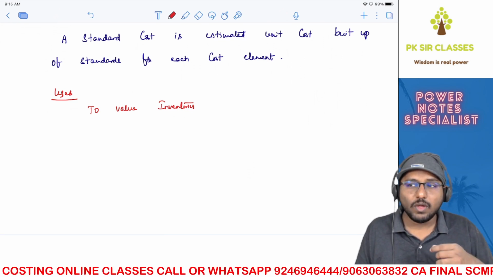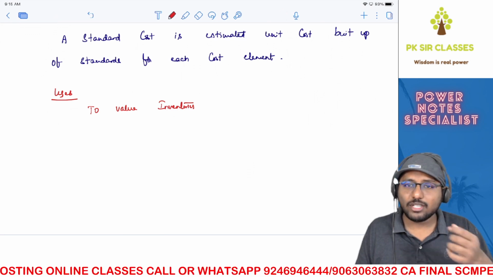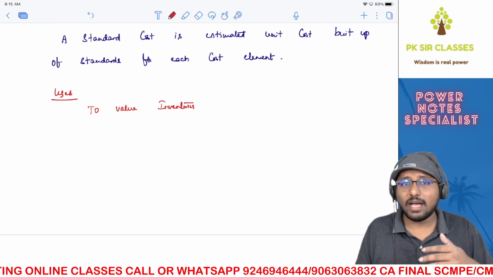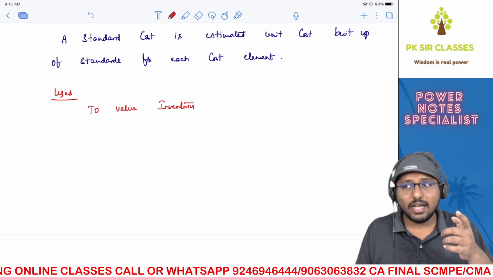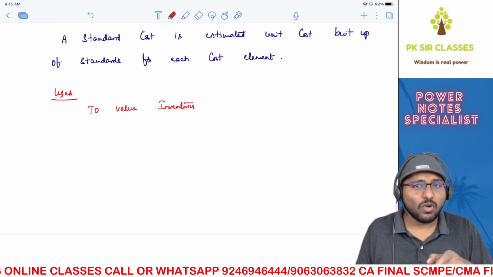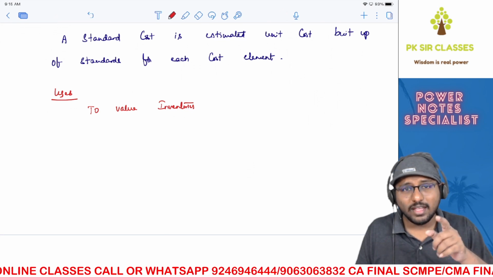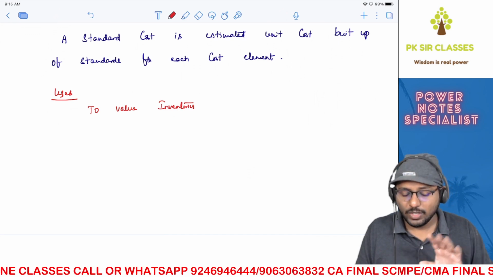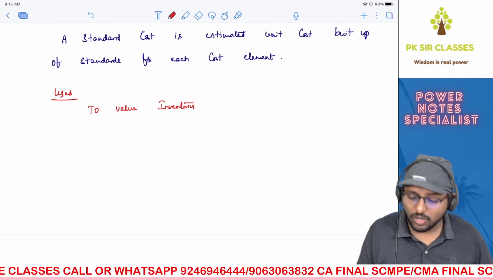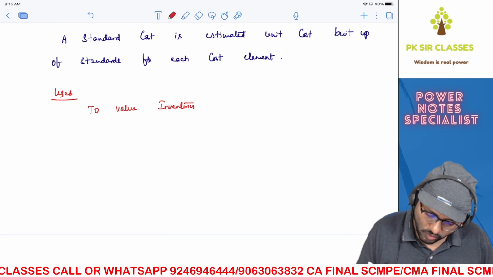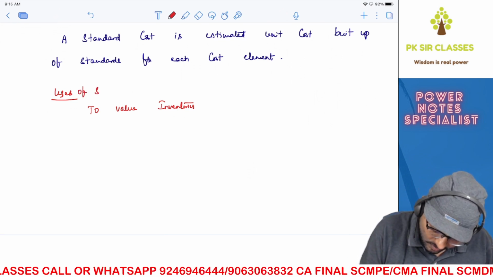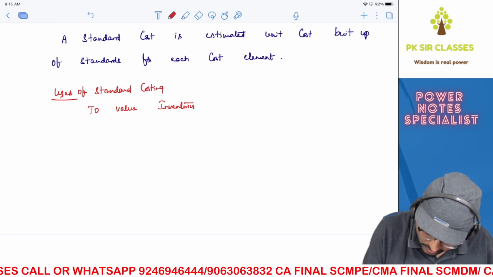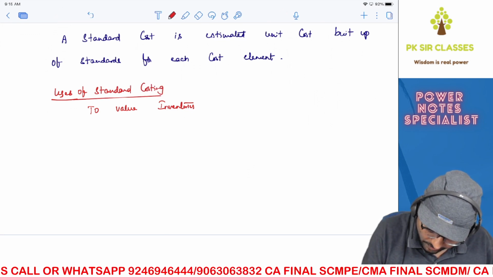So therefore, when you try to value your inventories based on actual cost, your actual cost is affected by temporary fluctuations. And if you value your stock or inventory based on actual cost, then that's also affected by temporary fluctuations, and that's not the right way of valuing your stock. So mostly we will value our stock based on what? Standard costing only. So let me write the heading over here, uses of standard costing.